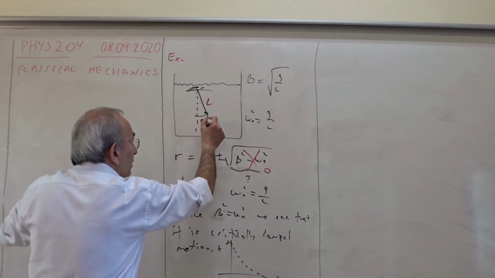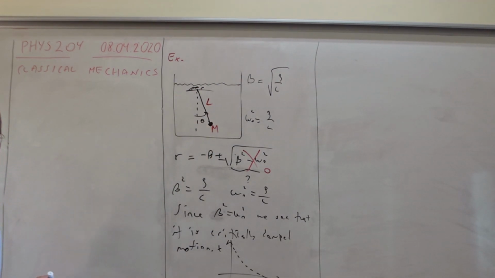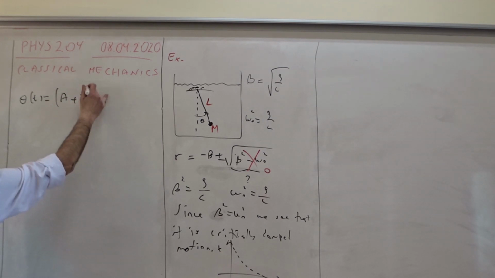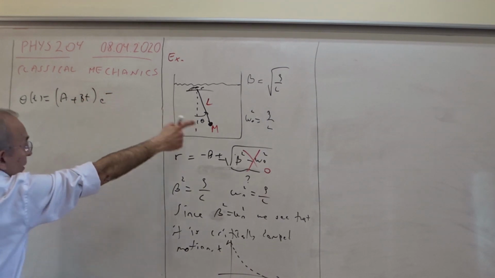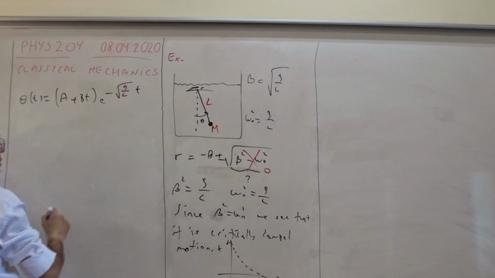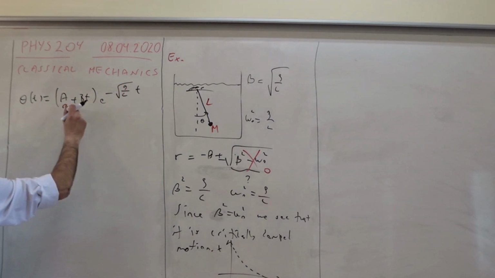So this angle theta will be given by a function. What is that? Theta of t will be an unknown plus another unknown times t, and e to the minus beta t. But beta is found. It is root g over L times t. But what about A and B?